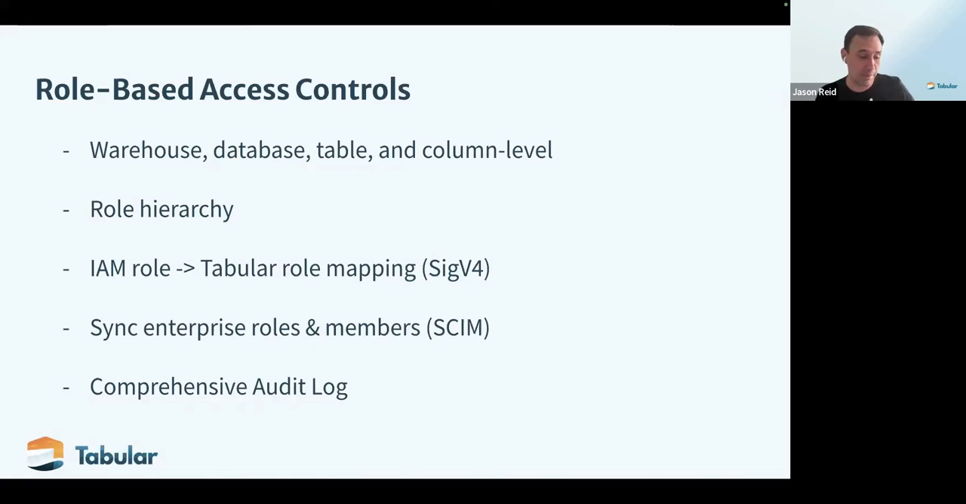You can do things like map IAM roles. This is really, really valuable if you happen to be running on AWS and you've got, let's say, Spark jobs running under a certain IAM role on certain compute clusters, EMR, or even Databricks clusters running under a particular IAM role. You can map those over into Tabular roles and basically assign permissions that way using the SigV4 protocol.